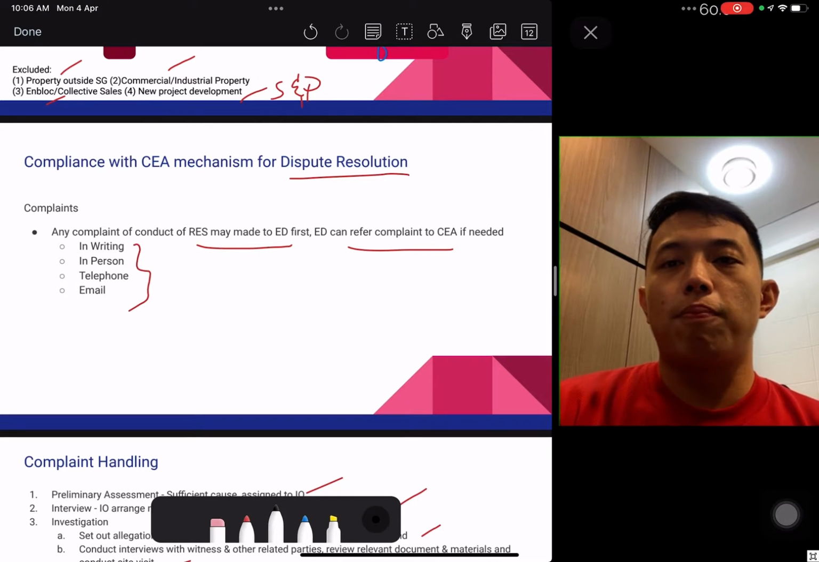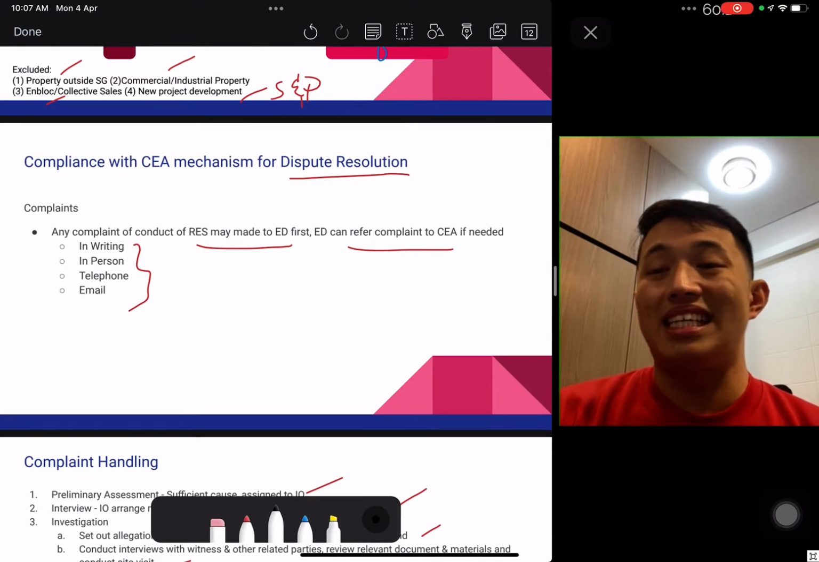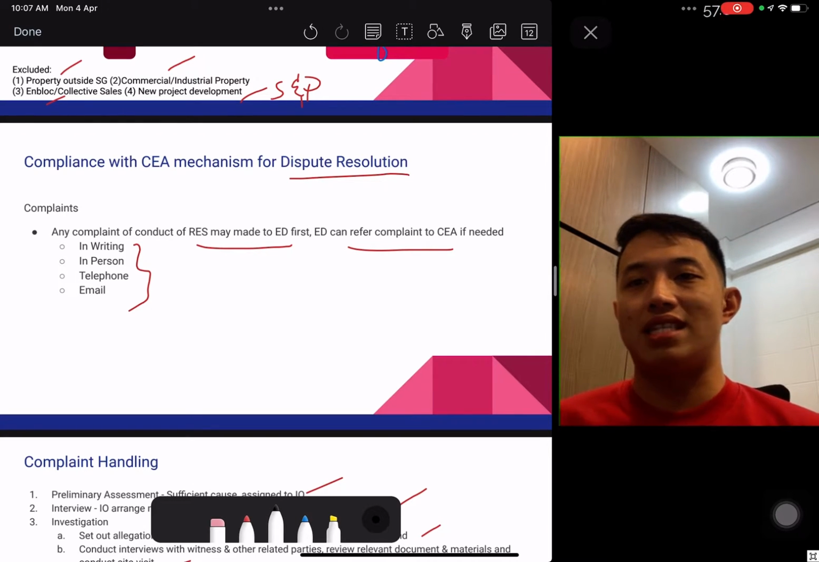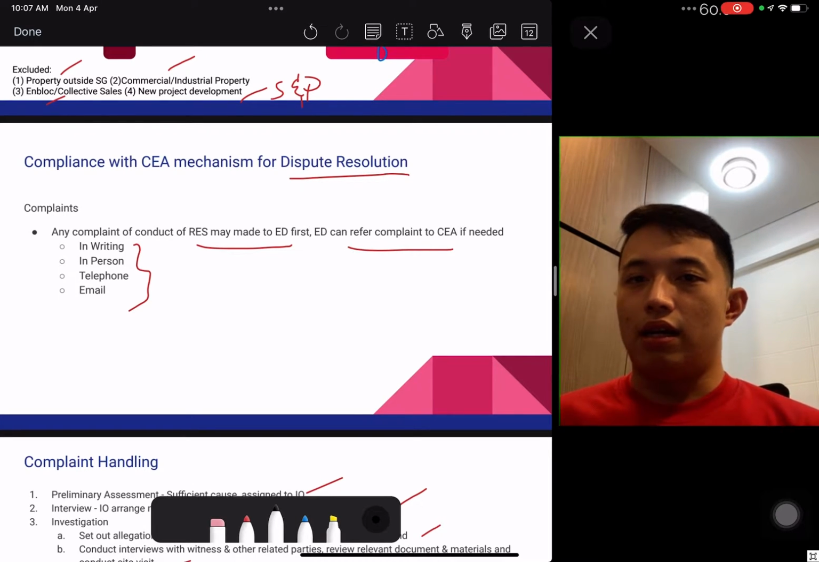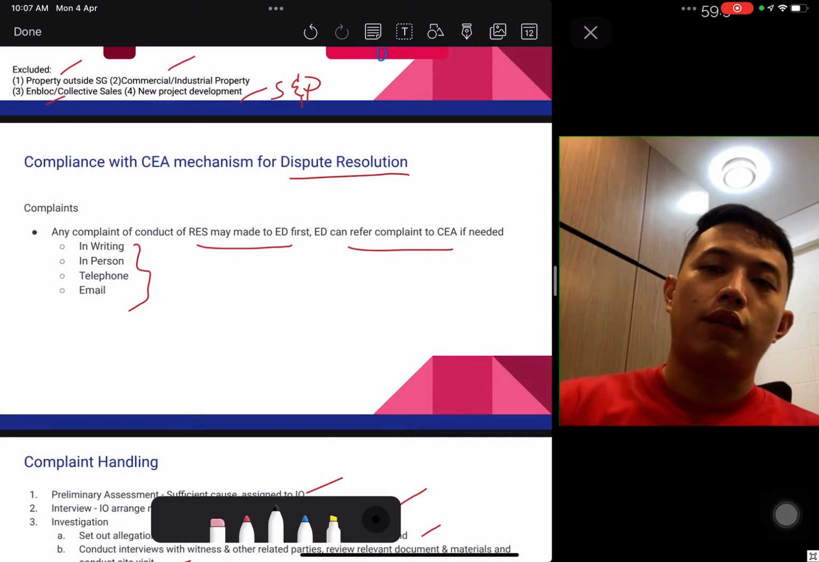Compliance with the CA mechanism for dispute resolution. Firstly, all complaints can be sent to the ED, Executive Director of the company. If the director needs to raise the complaint to CA, it can be done. The formats of complaint can be in writing, in person, telephone, or email.